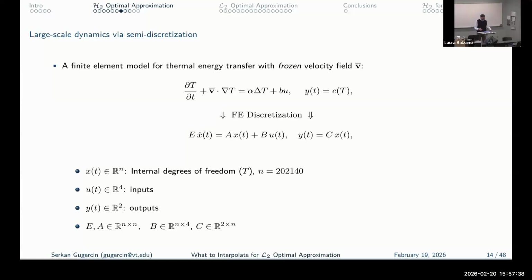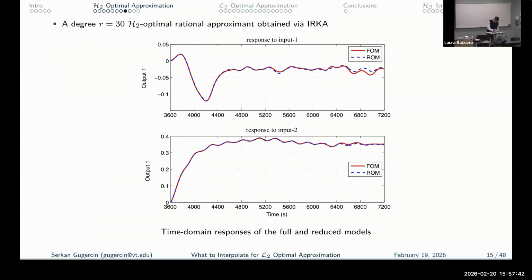So we did apply this H2 optimal reduction theory. We applied IRKA. We reduced to 30. And then this is some comparison of the outputs. I mean, we have many inputs, many outputs. I'm just showing the first input to both outputs. This is the behavior of the original system, and the reduced system does a very good job matching the moisture and the temperature. I can show you the H2 numbers too.